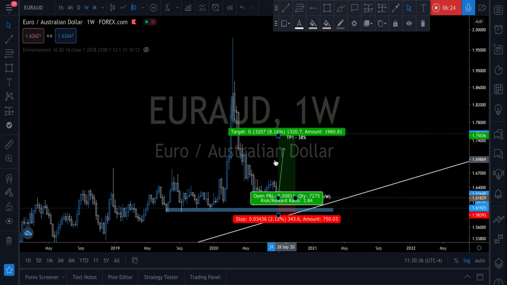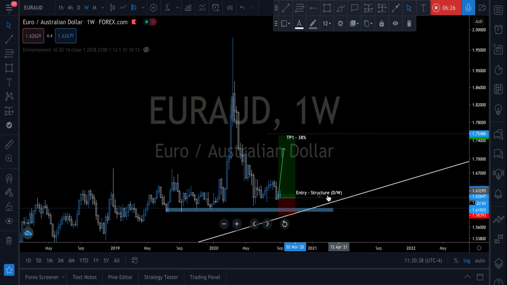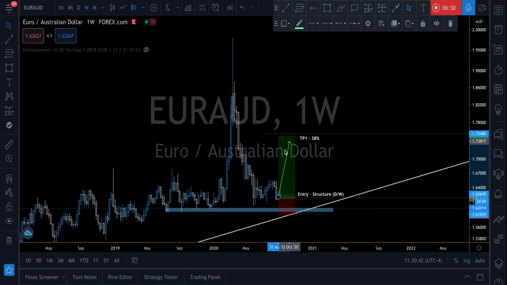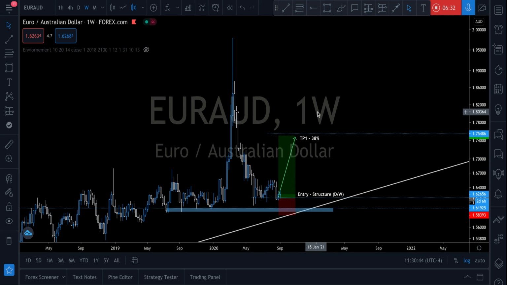So I'm just going to shift this a little bit this way. I'm going to move this up just so we can make it a little bit more pretty. And I'm just going to readjust this arrow.